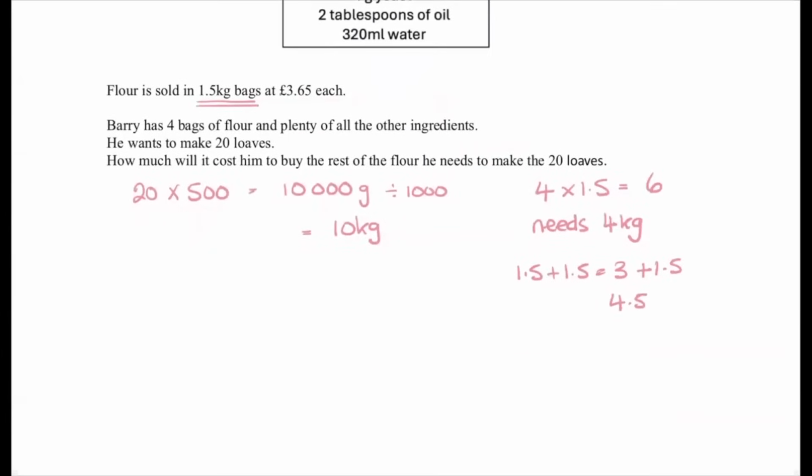And then 3 bags at £3.65. I think for that one, I'm going to write them in a column. I'm really just trying to demonstrate the different ways you can approach this. There's no hard and fast rule, is there? And our answer is £10.95.